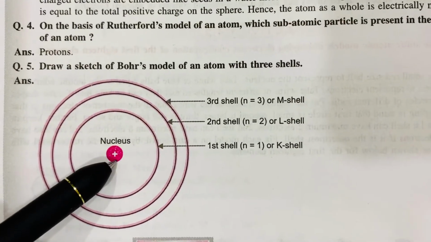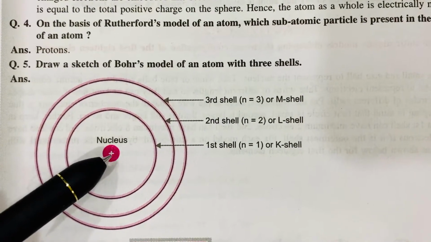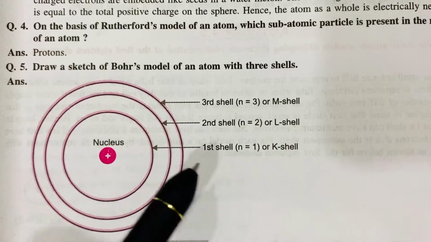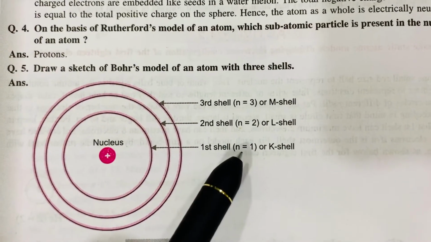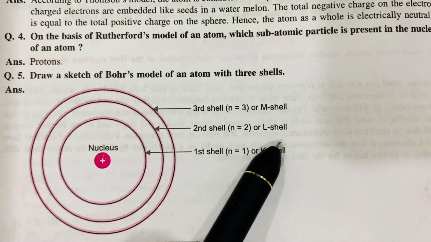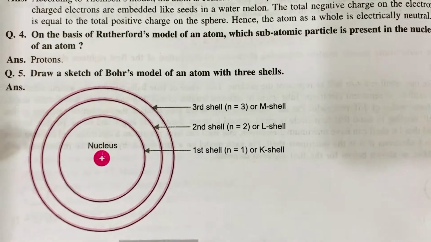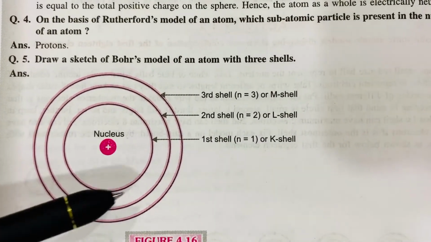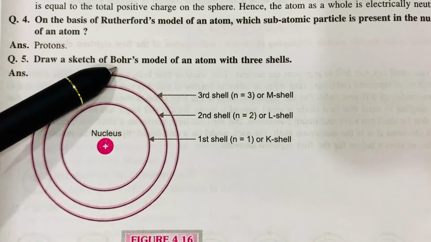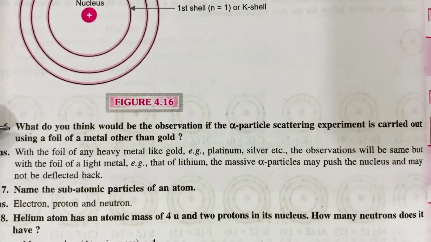So this is a nucleus in the center. The nucleus contains protons and neutrons, so it is positively charged. And then there are 3 or 4 shells. The first shell is the K shell, its number given is 1. The second shell is the L shell, and the third shell is the M shell, having number 3. This is how we have to draw the structure of the atom, that is, the model of an atom suggested by Bohr.